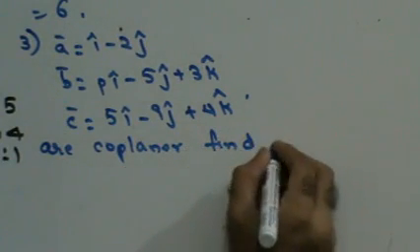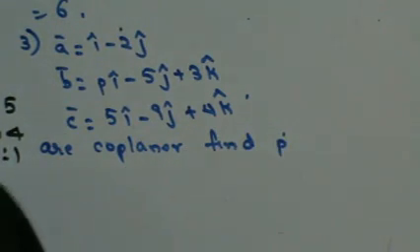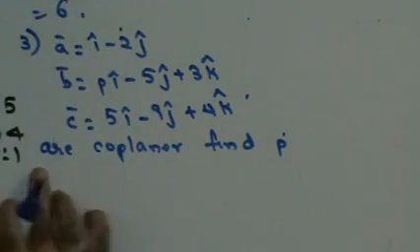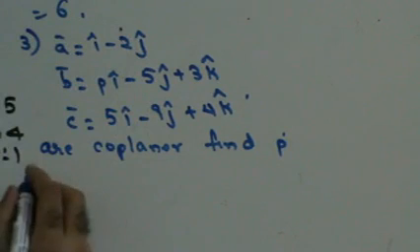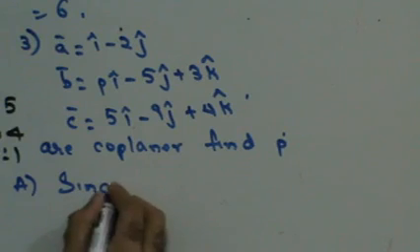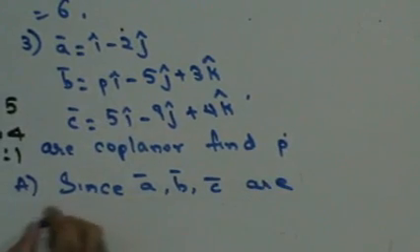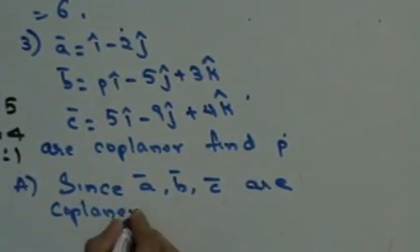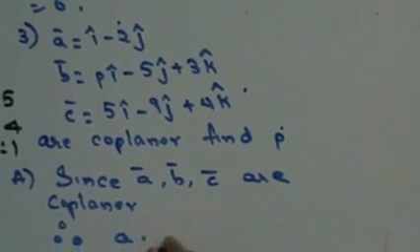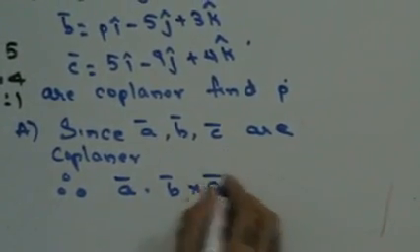Find P. We know that these three vectors are coplanar, and you have to find P. If the vectors are coplanar, then their scalar triple product should be 0. Since A vector, B vector, C vector are coplanar, therefore the scalar triple product A dot B cross C should be 0.